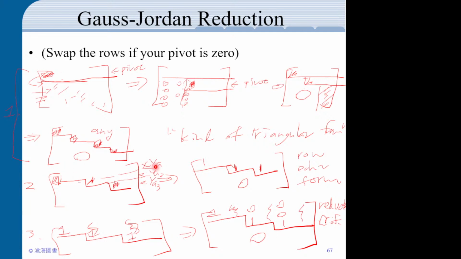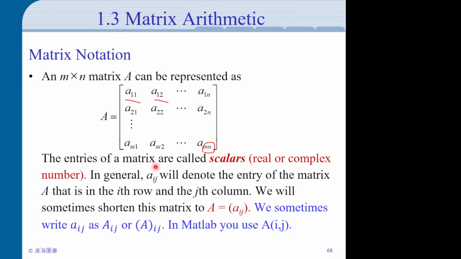Okay, if everyone is okay with Gauss-Jordan reduction, then let's go to the next topic. So we go to 1.3, matrix arithmetic. As we said, we motivated matrices in a weird way. We motivated it as a way to write down the coefficients of a linear system of equations.